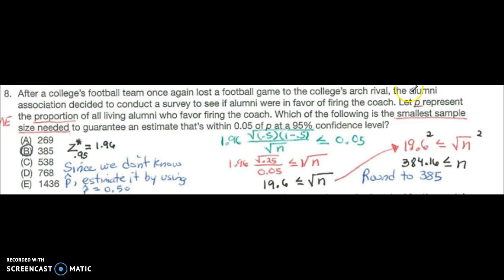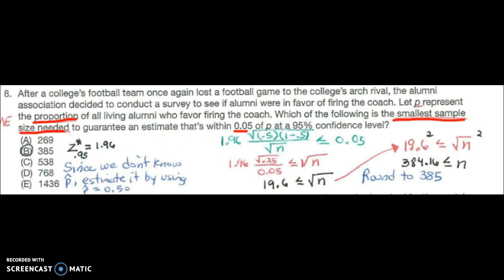In problem number 8, about a football team, either people are in favor of firing the coach or they're not in favor. So this is a proportion. They want to know the smallest sample size that I need. So I am looking for my margin of error within 0.05.